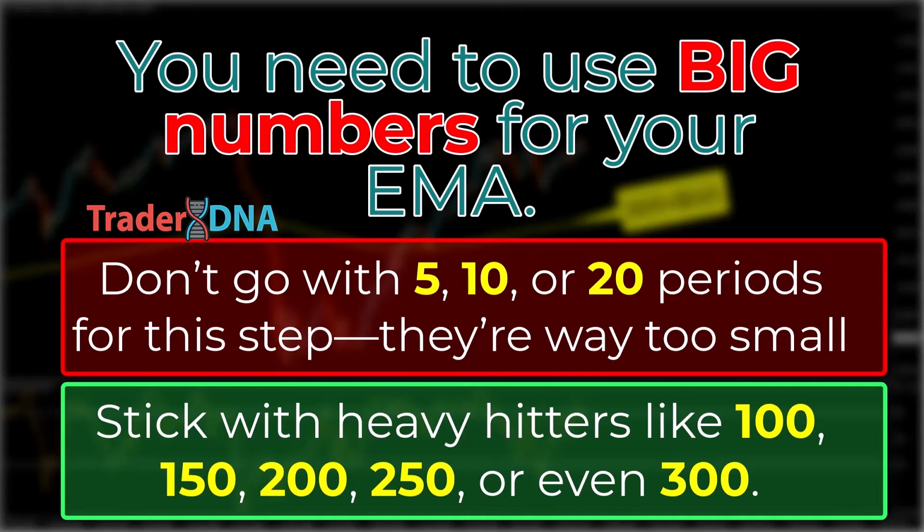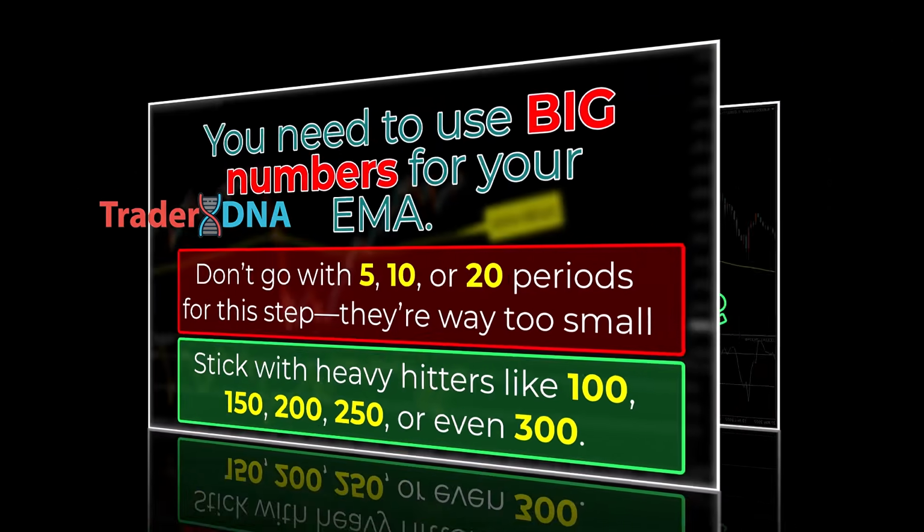So remember, your job here isn't to copy my number. It's to figure out which EMA period your chart listens to. Once you find it, you'll be locking in the bigger trend like a pro. And when you trade with that trend, your chances of winning skyrocket while your risks shrink. That's how you play the game the smart way.